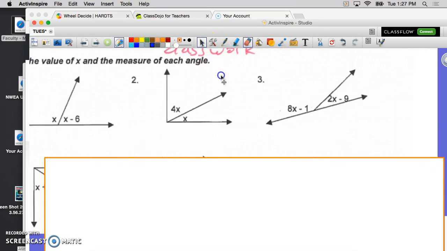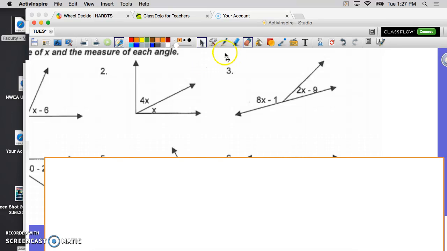Number 3. All right. So number 3, what kind of angle are we looking at? It's not 90 degrees. 180. And I know what I'm looking at is this angle plus this angle should equal 180. So let's write that equation.